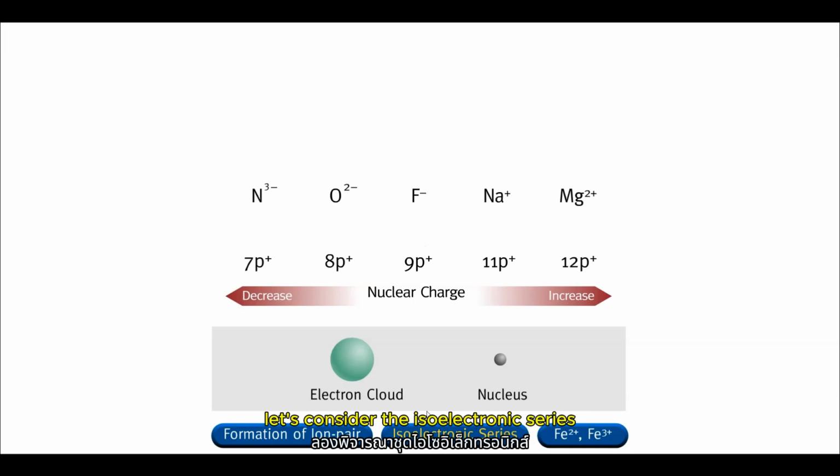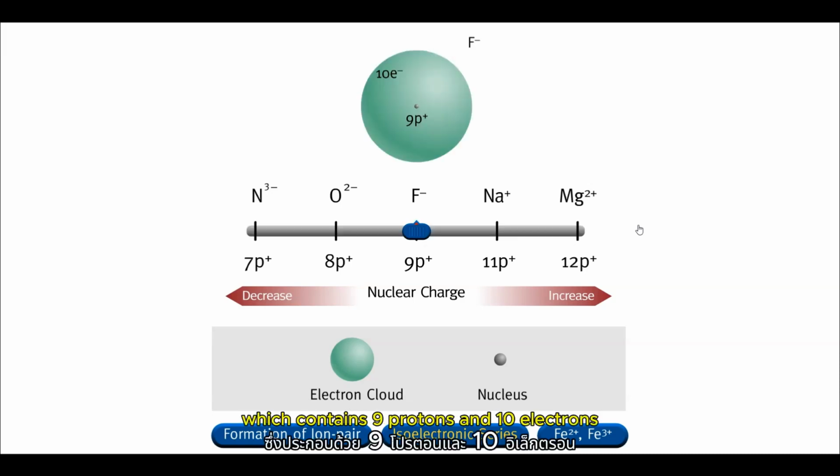Let's consider the isoelectronic series nitride, oxide, fluoride, sodium ion, and magnesium ion. An isoelectronic series contains atoms or ions that have the same number of electrons and the same electron configuration. Each of these ions has 10 electrons. However, these ions have different numbers of protons in the nucleus, attracting the 10 electrons. Recall that the size of an atom or ion is based on how far the electrons spread out from the nucleus. Let's start with fluoride, which contains 9 protons and 10 electrons.